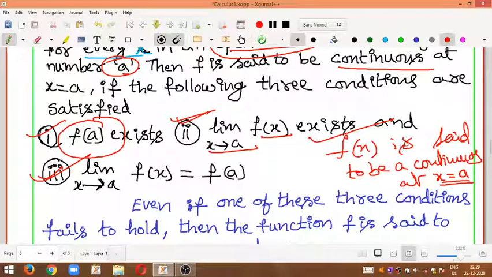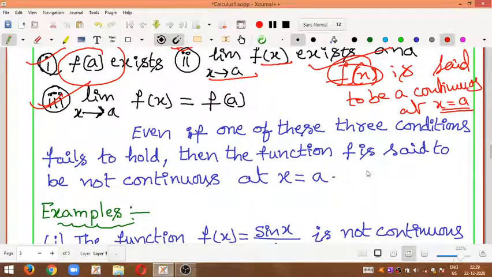So when you say that the function f of x is continuous, it means the function f of x satisfies all three conditions. First condition: f of a must and should exist. That means by replacing x with a, that value must and should exist.